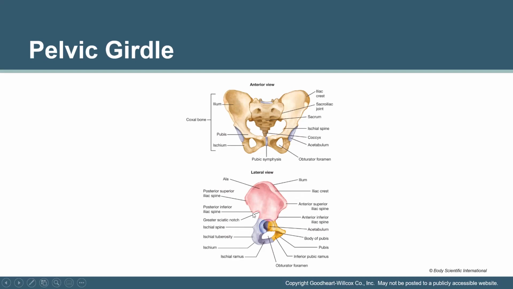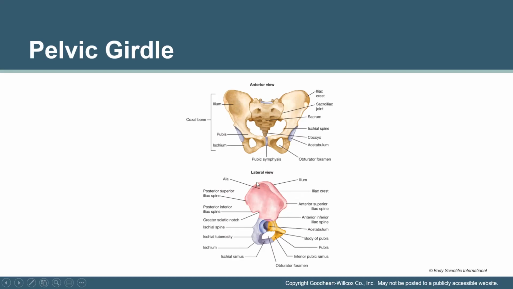If we're looking at this lateral view, there's this larger notch in the ilium, which is one bone of this hemipelvis. This is called the greater sciatic notch. The sciatic nerve will run through that. We also have a few other markings, and I'm going to go through them.